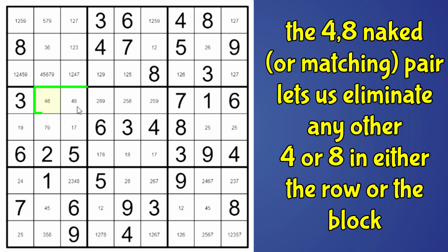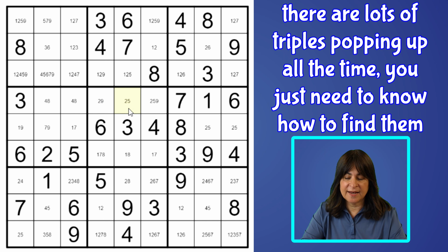So since one of these cells has to be a 4 or an 8, then none of the remaining cells in the row can be either a 4 or an 8. So we can get rid of this 8 here, and this 8 here. And now we have a 2, 5, 9 triple in block 5. So if there were any more 2s, 5s, or 9s in the block or row, we could eliminate them. There are lots of triples around, you just have to look for them. And some of them are useful and some of them are not.